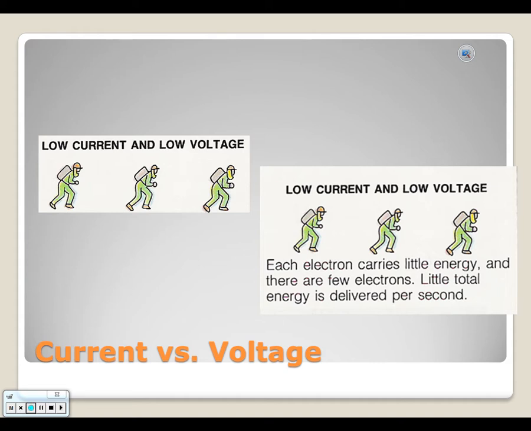Each electron carries a low amount of energy, and there are only a small amount of electrons. And that means that overall, not a whole lot of damage, not a whole lot of energy. That's this AAA battery. 1.5 volts means, in the grand scheme of things, when electrons pass through this battery, they don't gain a whole lot of energy.